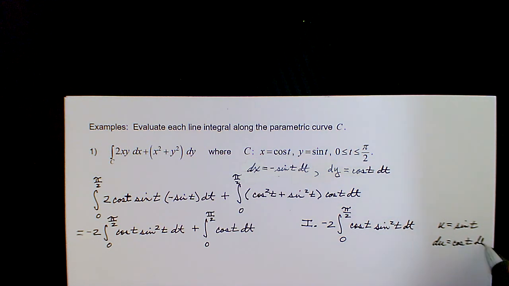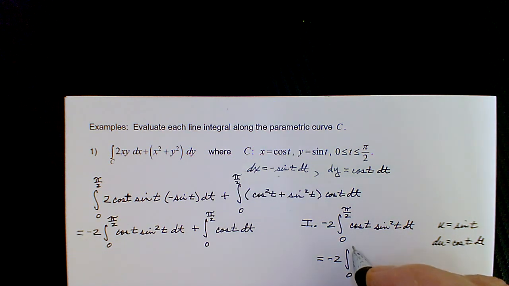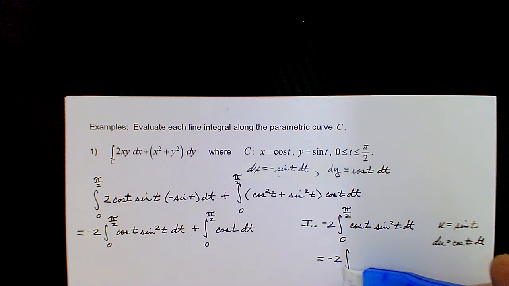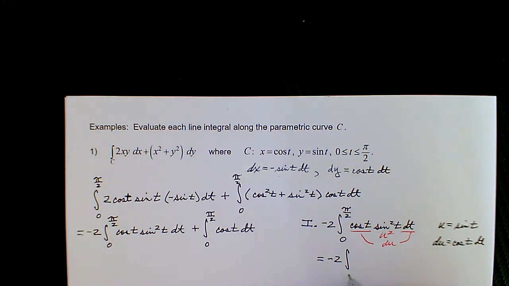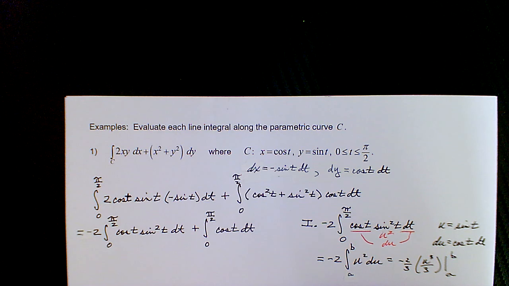Du is identically cosine of t dt. So this becomes negative 2 integral, since I'm making my change of variables, here's my u squared, and cosine t dt identically makes up du. So I guess I should just say from a to b of u squared du. So that'd be negative 2/3. U squared integrates to be u cubed over 3, evaluated from a to b. So that's negative 2/3. Put back our u with sine. So sine cubed now of t, evaluated from 0 to pi over 2.